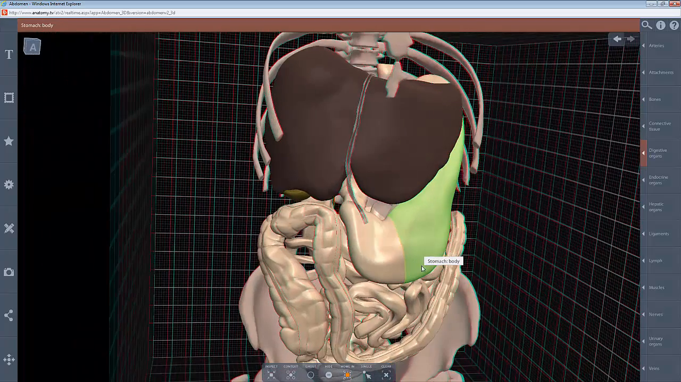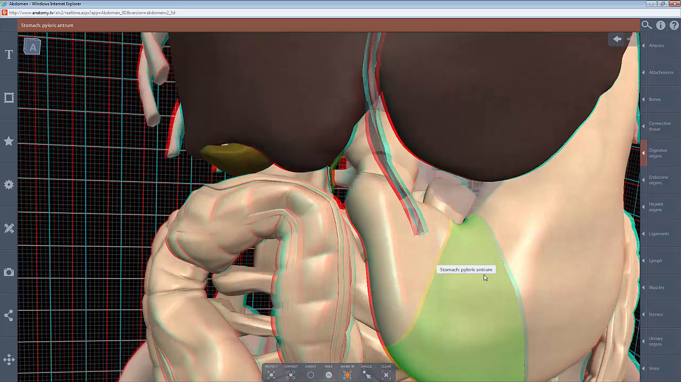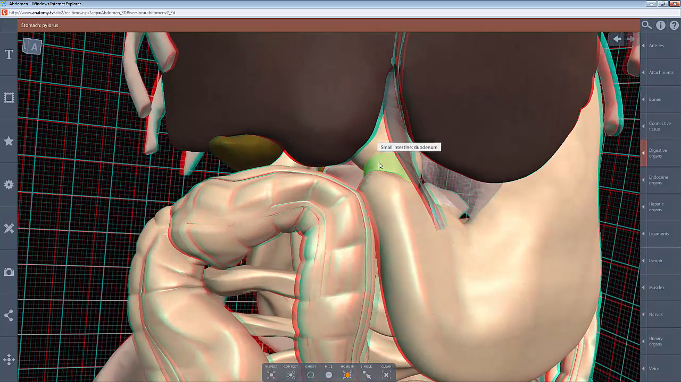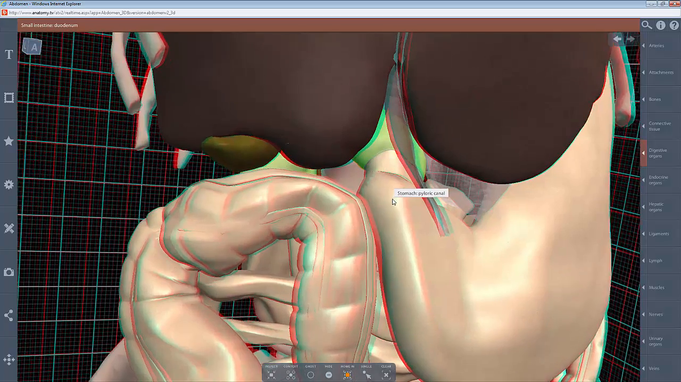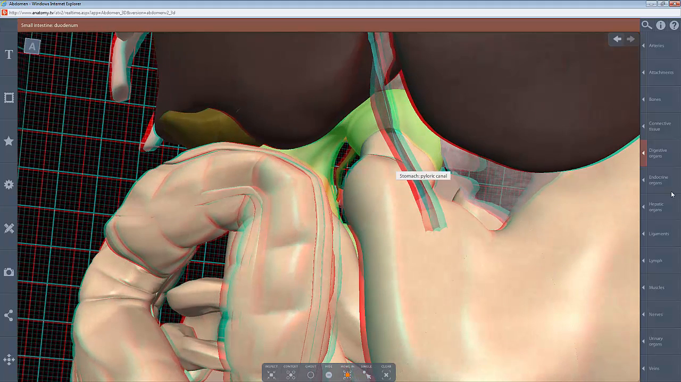After the body of the stomach, you will have this region here, which is called the pyloric canal. Before the pyloric canal is this here, which is called the pyloric antrum, which is the region that leads into the pyloric canal. And after the pyloric canal is the actual pylorus, which also contains the pyloric sphincter, which leads directly into the duodenum, which is now visible, highlighted here in green.